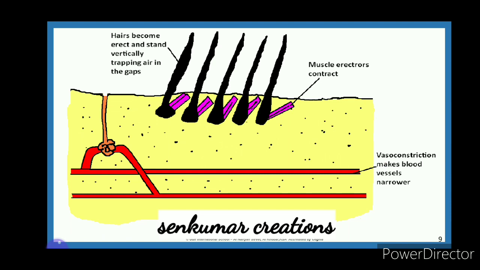So vasoconstriction makes the blood vessels narrower. You can see here, the blood vessels become very narrow. So a smaller quantity of blood can flow through, and the distance between the top skin and the capillaries is also very far. It sinks very deeply in the skin, and then heat loss will be reduced.